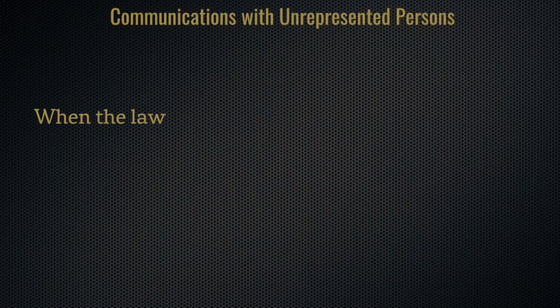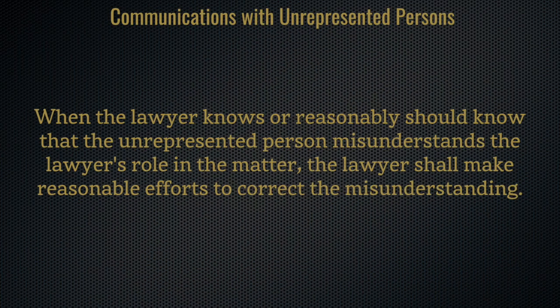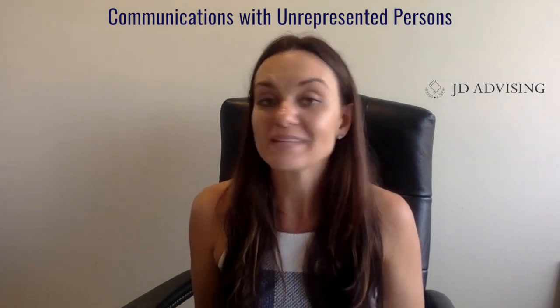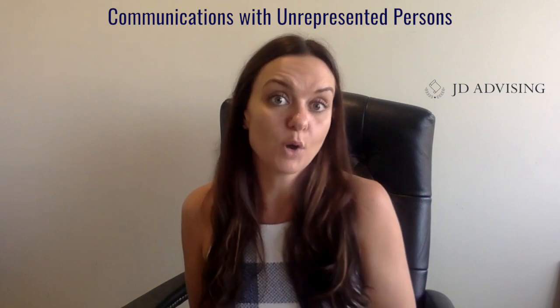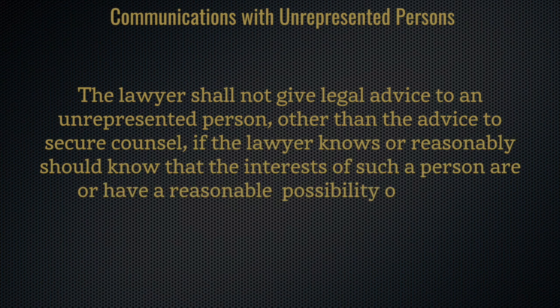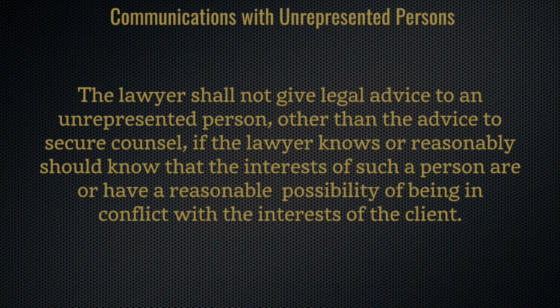The rule also goes on to tell us that when the lawyer knows or reasonably should know that that unrepresented person misunderstands the lawyer's role in the matter, the lawyer shall take reasonable efforts to correct this misunderstanding. So this might simply mean that the lawyer wants to constantly remind that unrepresented person that the lawyer is not their lawyer, but in fact representing the opposing party in that action. The rule also says that the lawyer shall not give legal advice to an unrepresented person other than the advice to secure counsel, if the lawyer knows or reasonably should know that the interests of such a person are or have the possibility of being in conflict with the interests of the client.